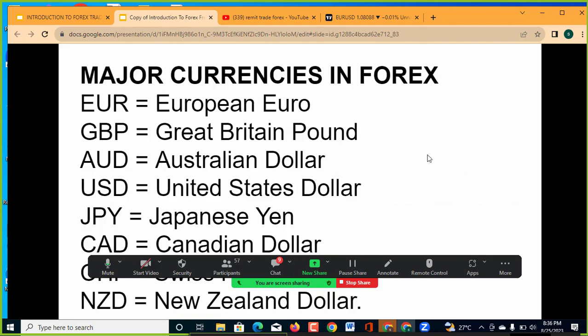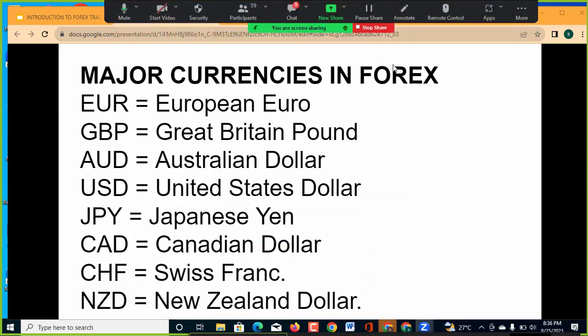The next one is major currencies in Forex. We have major currencies and we have minor currencies. Please and please, there is a little confusion that I find with beginner traders is that they can't differentiate between a major currency and a minor currency. For example, all that you are seeing right now on the screen is the major currency. Major currency, not major currency pair. There's a difference between major currency pair and major currency.